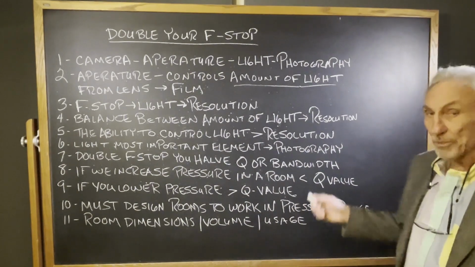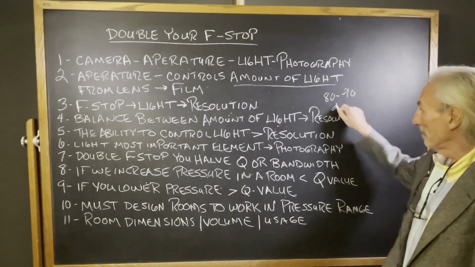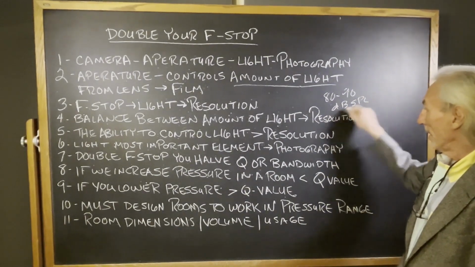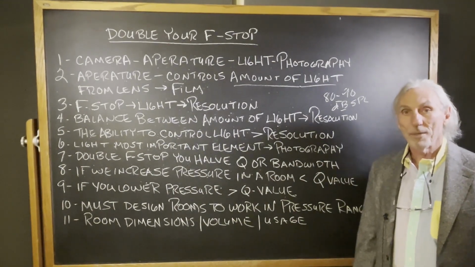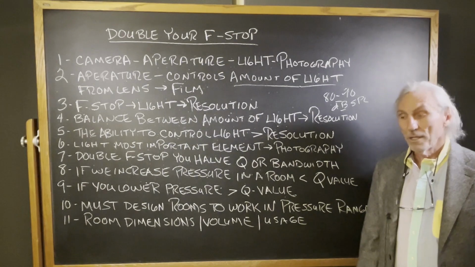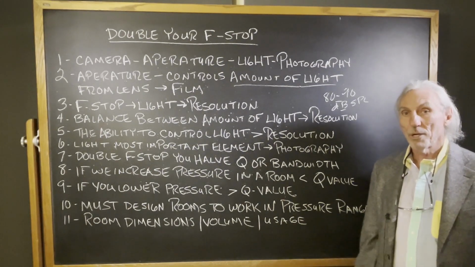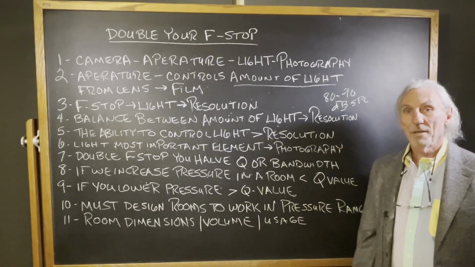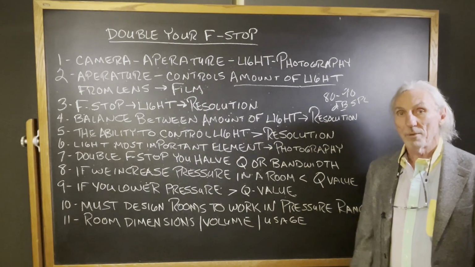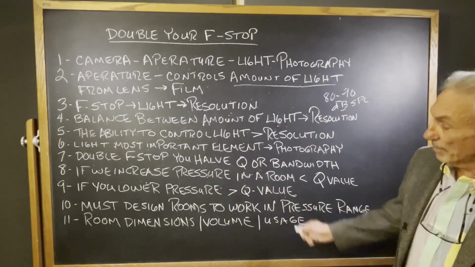So we want to be really careful here. We must design the rooms to work within a pressure range. When we do our rooms, it's 80 to 90 dB SPL. That's where we work. Okay, we can go higher than that if you need to, if your usage demands it. We go up to 110 in some home theaters. But you're dealing with a lot of thickness of treatment when you get up into those pressure levels, because just like in photography, we keep increasing the f-stop, letting more light, letting more pressure, if you will, into the room. Our Q value or bandwidth is going to decrease in resolution. So we want to be careful.